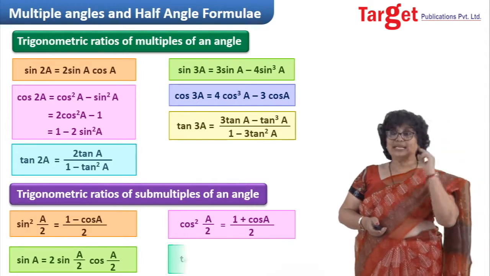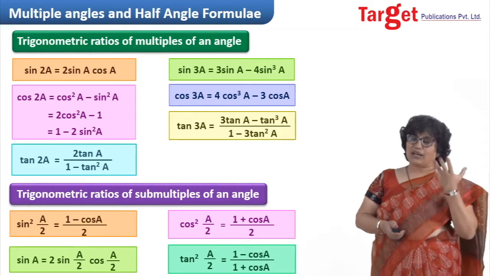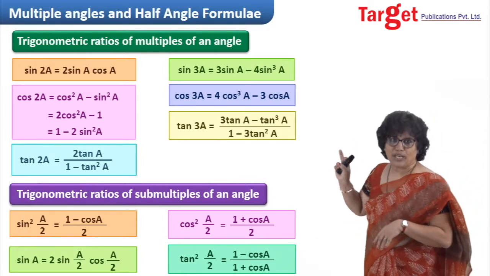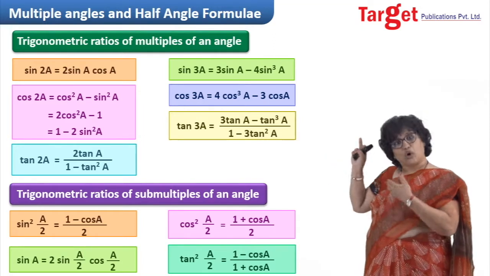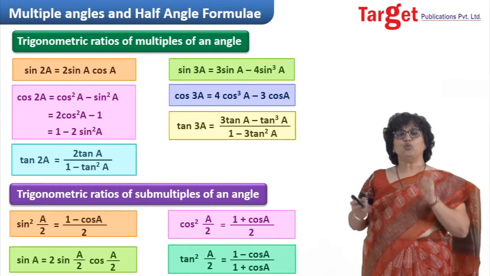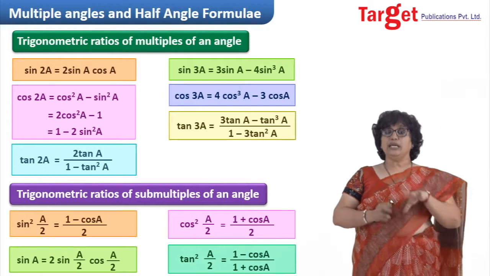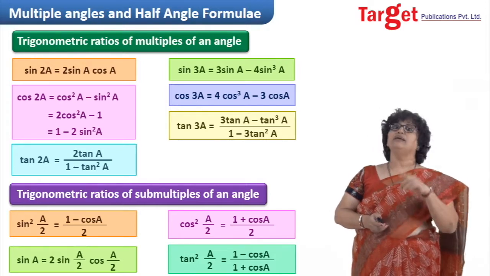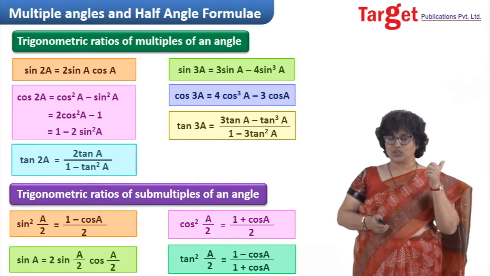And one more, tan square A by 2 equal to 1 minus cos A upon 1 plus cos A. Actually, that is nothing but the division of sine square A by 2 by cos square A by 2, and that leads to 1 minus cos A upon 1 plus cos A. Now, this set of formulae also will have to be remembered with the previous session's formulae.